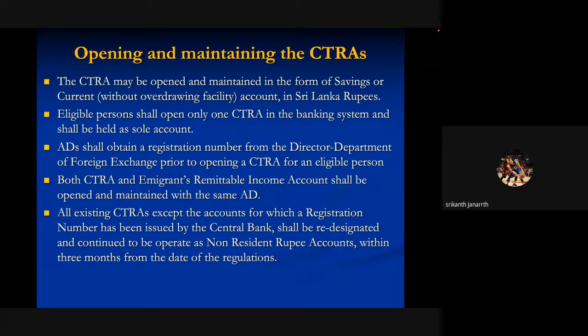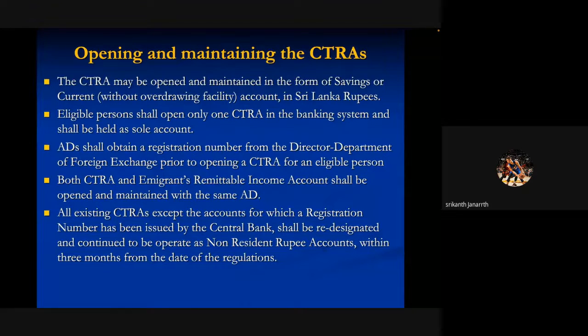Now, the central bank, with the March regulation, brought in another account, which we are going to study, right? They brought a non-resident Rupee account. So what they say is, when a person is about to migrate, he can maintain only one CTRA account. All his other Rupee accounts need to be redesignated as a non-resident Rupee account, NRRA. So that is a new account they have opened.